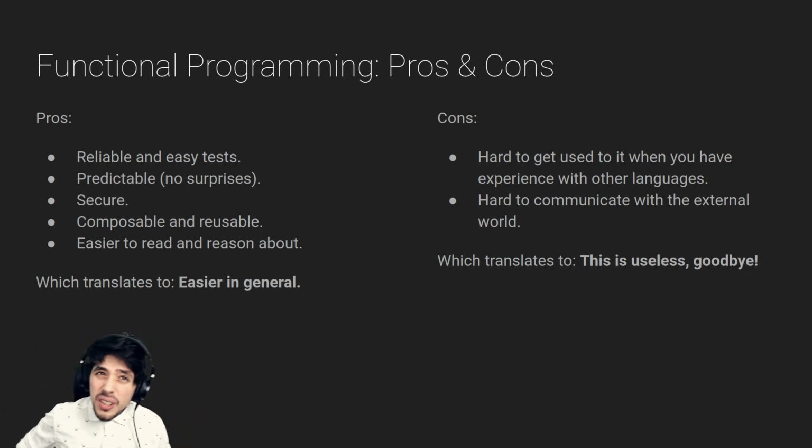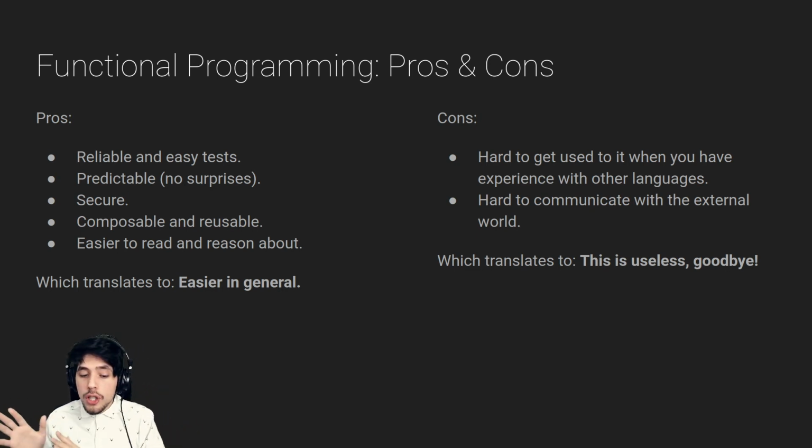So, recapitulating, summing up all the pros and cons that we saw so far. We have that functional programming in general is more reliable and easy to test, it's more predictable, it's more secure, it's more composable and reusable, it's easier to read and reason about, okay? So it's generally easier, okay?